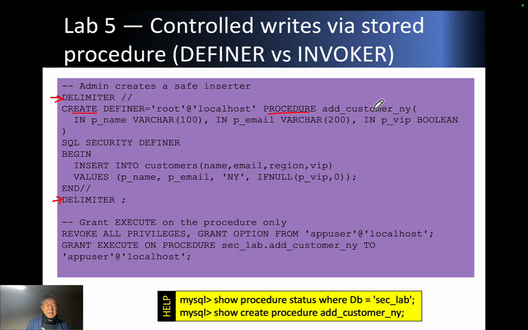This procedure has arguments, three input arguments: pname, varchar 100; pemail, varchar 200; pvip, boolean. This will go to the name, this will go to email, this will go to VIP. So we matched the types exactly the same as name, email, and VIP originally defined in the table customers, right?